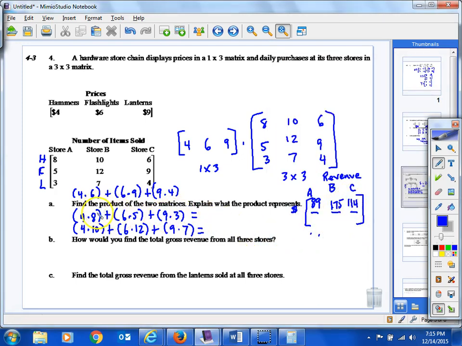So, find the product of these two matrices. There it is. And what does this product represent? It's the revenue or money that was collected from selling these three items at these three stores. I'll just say revenue. All three stores selling those three items.